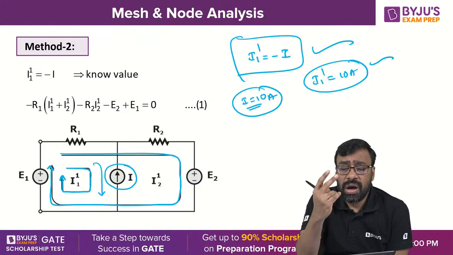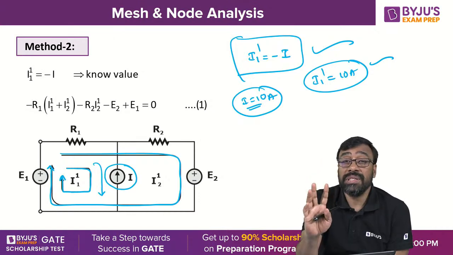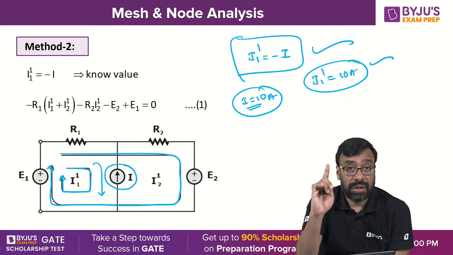Yes or no, all of you? How many variables were there? 2. But one variable is already known. Now how many variables are unknown? One more. How many equations are required? One equation. You understand, all of you?